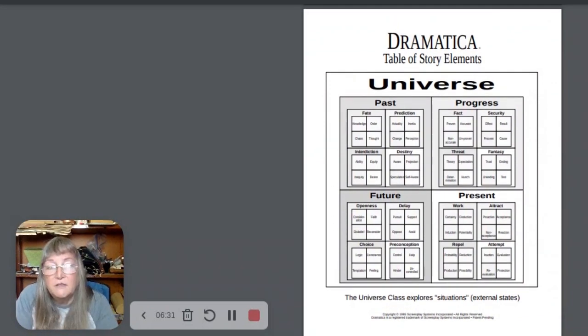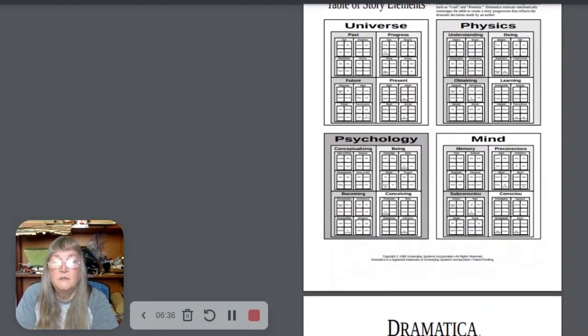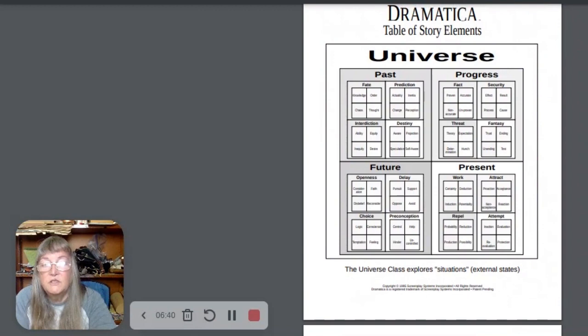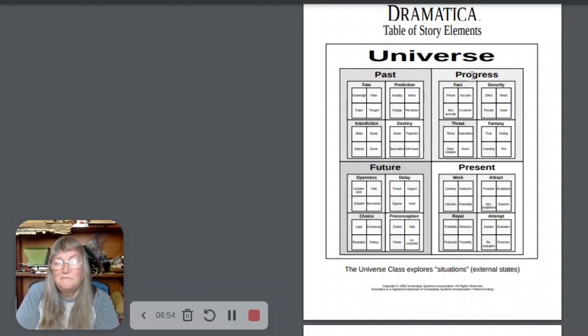But if we look at this one upper quad here, up at the upper left, universe, we can see that there's another level below it that has larger words, past and progress, future and present. Okay, past, future, and present are familiar, but progress is not. And I'll tell you a little bit more about that later.